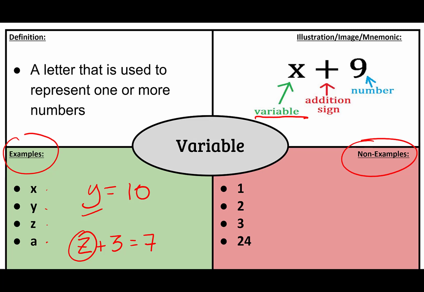And then, of course, we have some non-examples. Some examples of things that are not variables. They are the things that are not the letters in your algebraic equation. For non-examples, I included a lot of numbers. So the numbers like 1, 2, 3, 24, 10, 165, 9,306. These aren't letters. They're not variables. We know what the number is. So those are non-examples of variables.